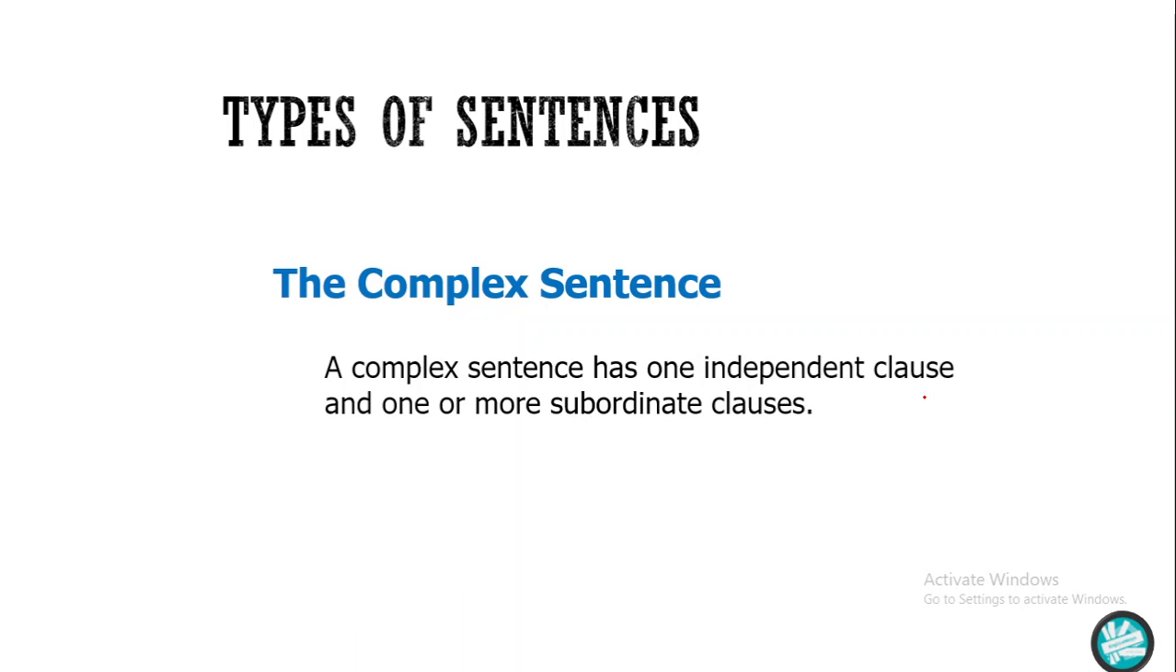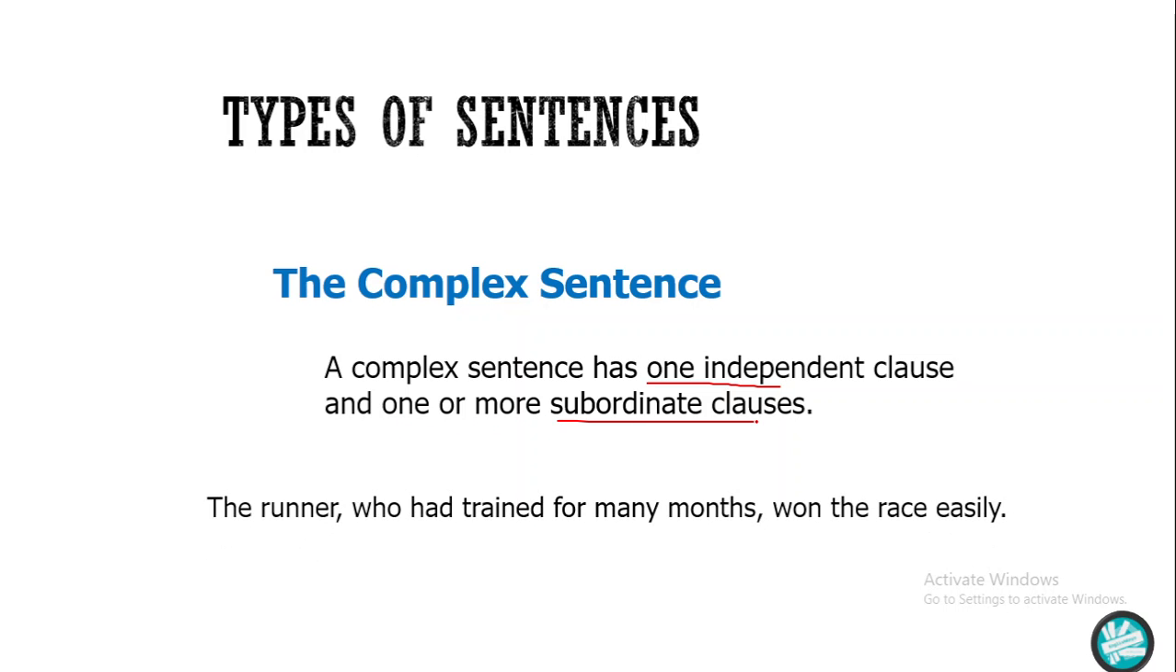The third type of sentence according to structure is the complex sentence. A complex sentence has one independent clause and one or more subordinate clauses. For example, the runner who had trained for many months won the race easily. Now the runner here is the subject. The runner won the race easily, that is the main clause, the independent clause. And who had trained for many months, that is the subordinate clause.